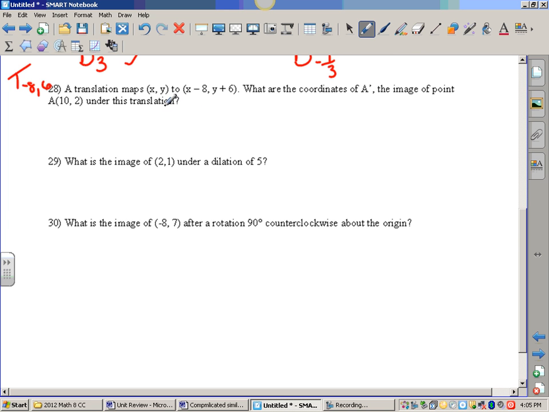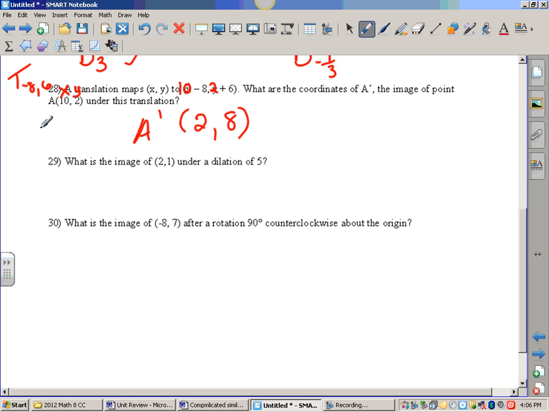Now you can show your work or you can do it in your head, but every coordinate is made up of an X and a Y. Every time I see an X, I plug in a 10. You're basically just going to plug it right in. There's your 10. 2 is for Y. And now just be careful with your integers. 10 minus 8 is 2, and 2 plus 6 is 8. That would be your value of A prime.